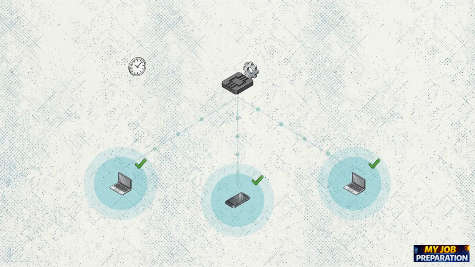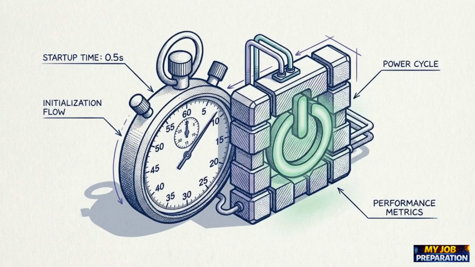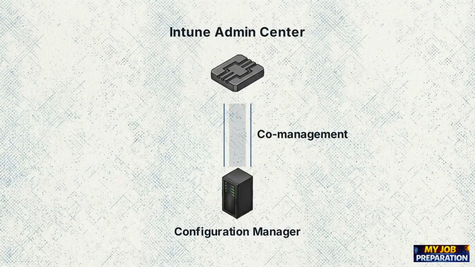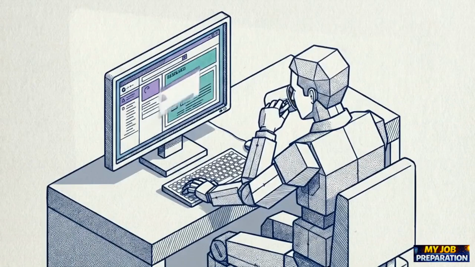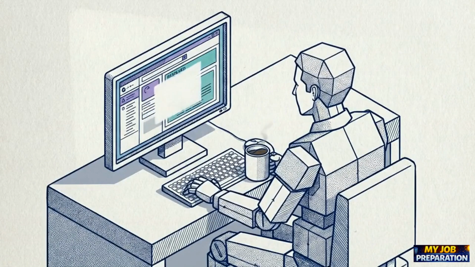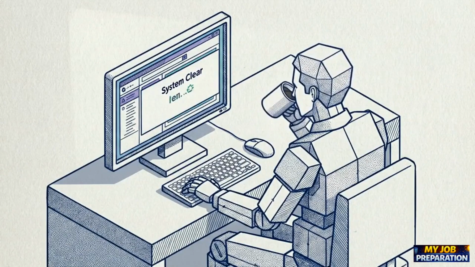To monitor the effectiveness of these policies, the architecture includes Endpoint Analytics. This service extracts specific metrics on startup performance, device restart frequencies, and application impact on productivity. Devices managed via Configuration Manager also feed telemetry into this dashboard through the co-management bridge, providing a unified view of fleet health. This continuous telemetry allows IT to move from a reactive help desk model to a proactive strategy, solving performance issues before they impact the user.